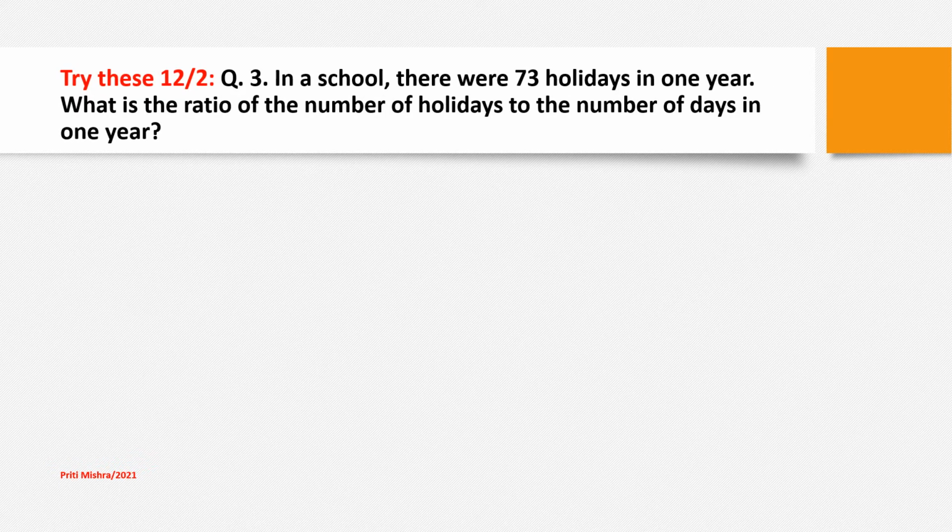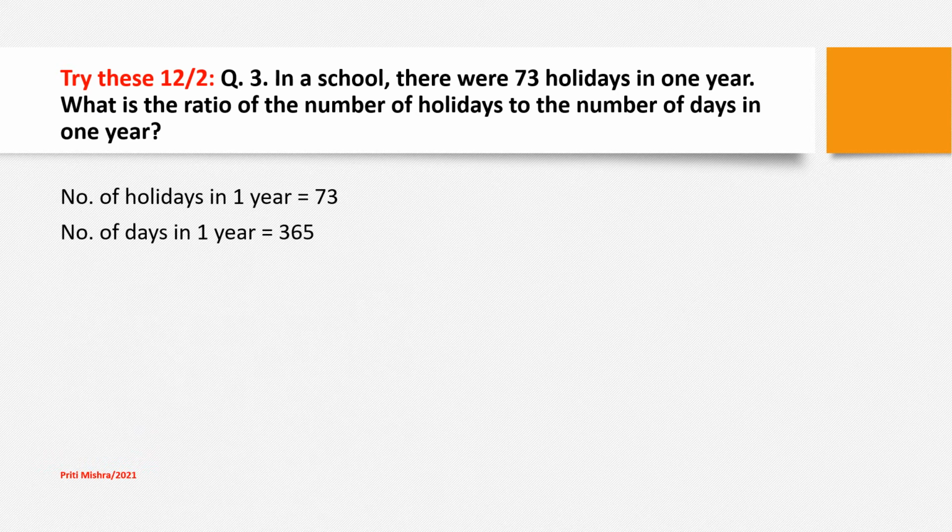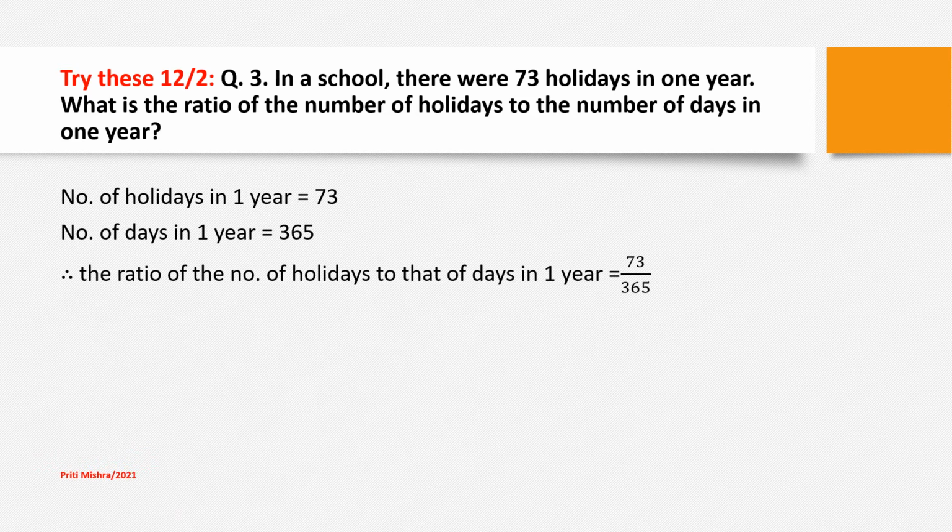Question number 3. In a school, there were 73 holidays in 1 year. What is the ratio of the number of holidays to the number of days in 1 year? Number of holidays in 1 year, 73. Number of days in 1 year, 365. Thus, the ratio of the number of holidays to that of days in 1 year.